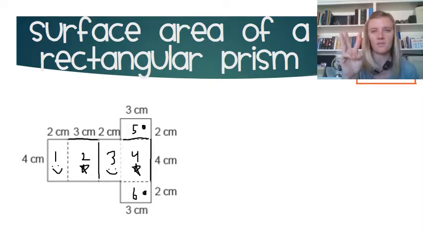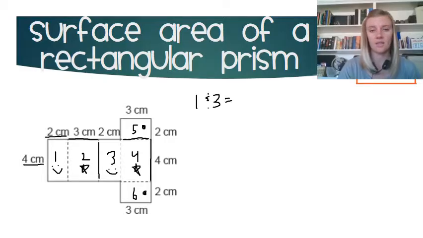So really we only have to find the area of 3 shapes and add them together. So let's start with 1 and 3, okay? 1 and 3, I'm going to take the base times the height. So I have 4 and 2 as my side lengths, so I'm going to take 4 times 2, and that would equal 8. Okay, so each one of these, 1 and 3, is going to be 8.